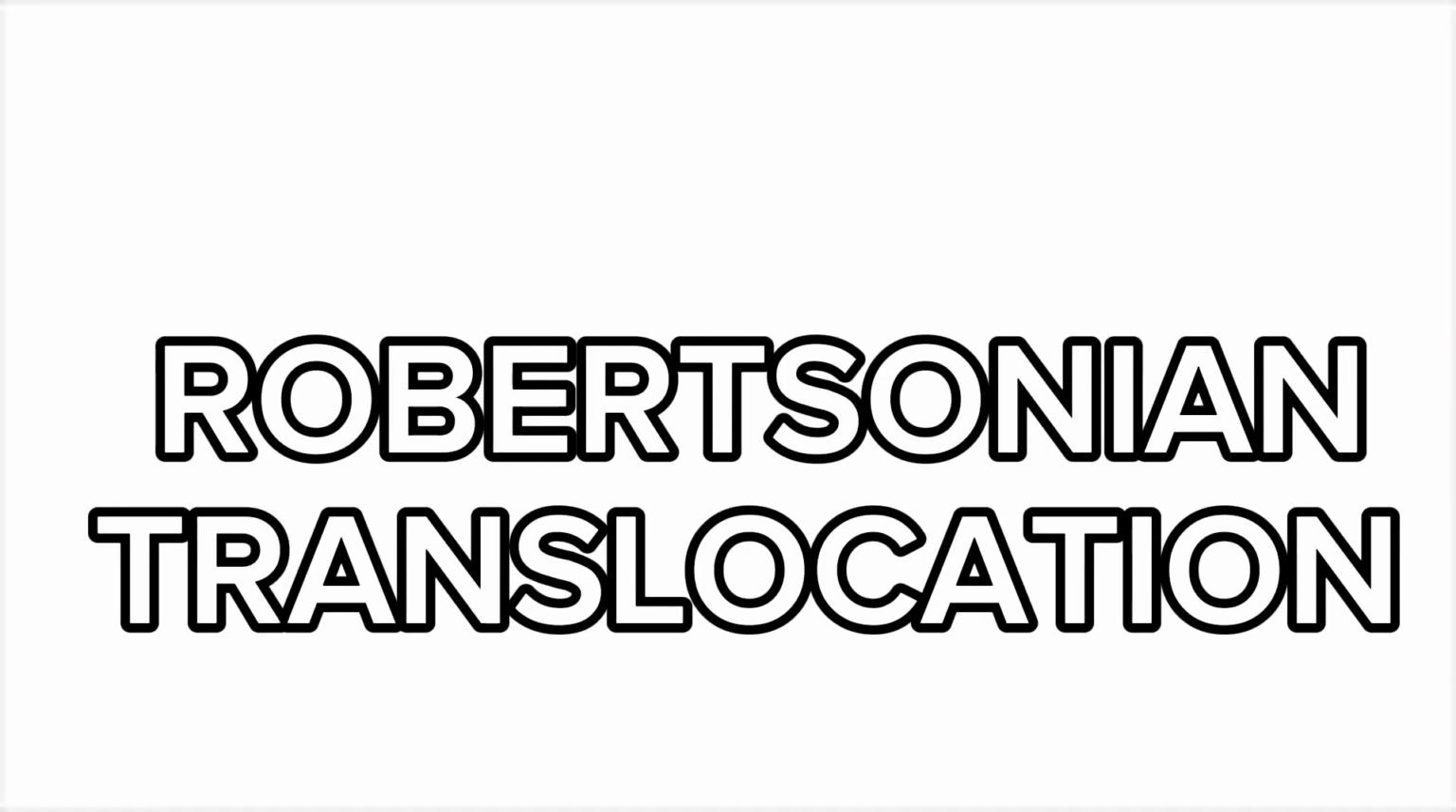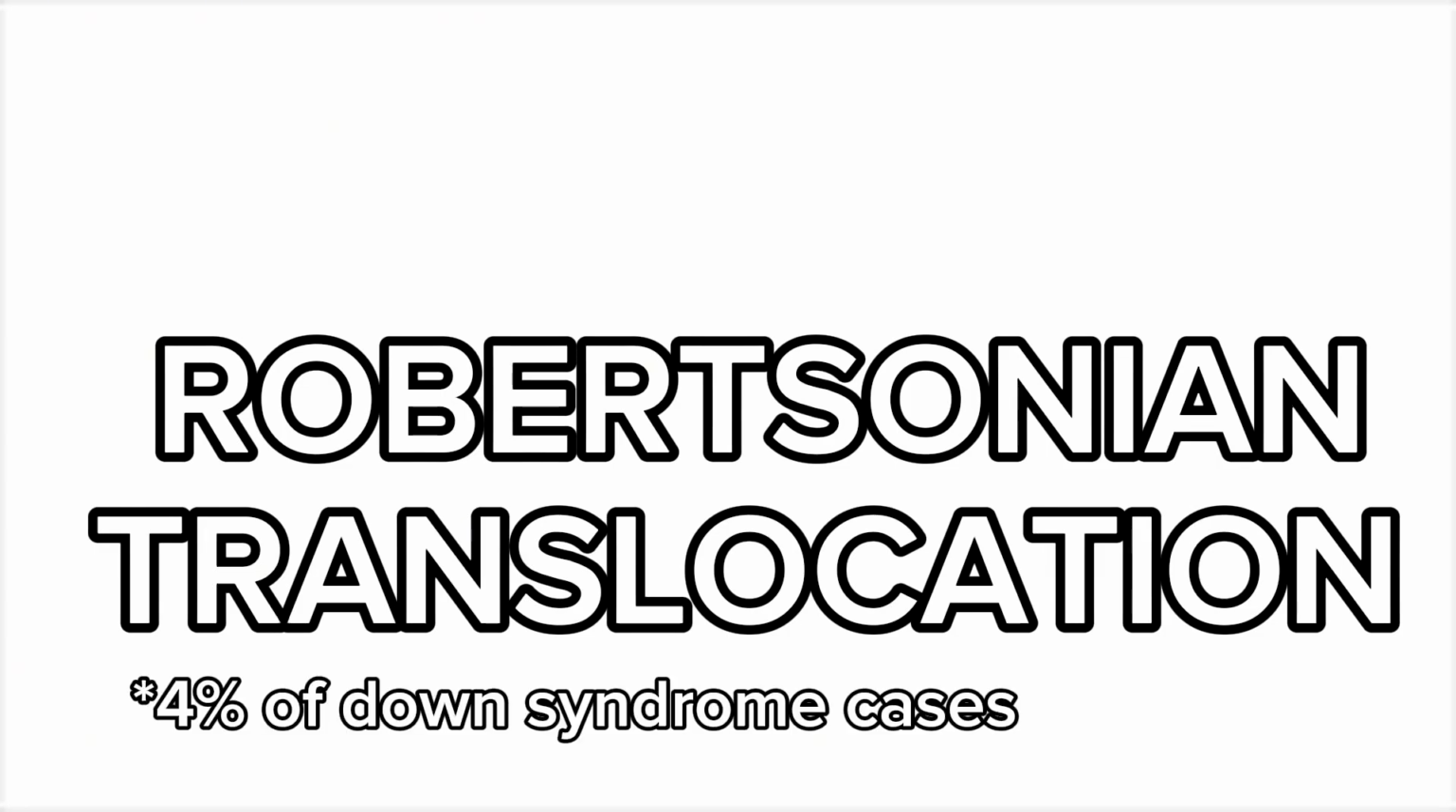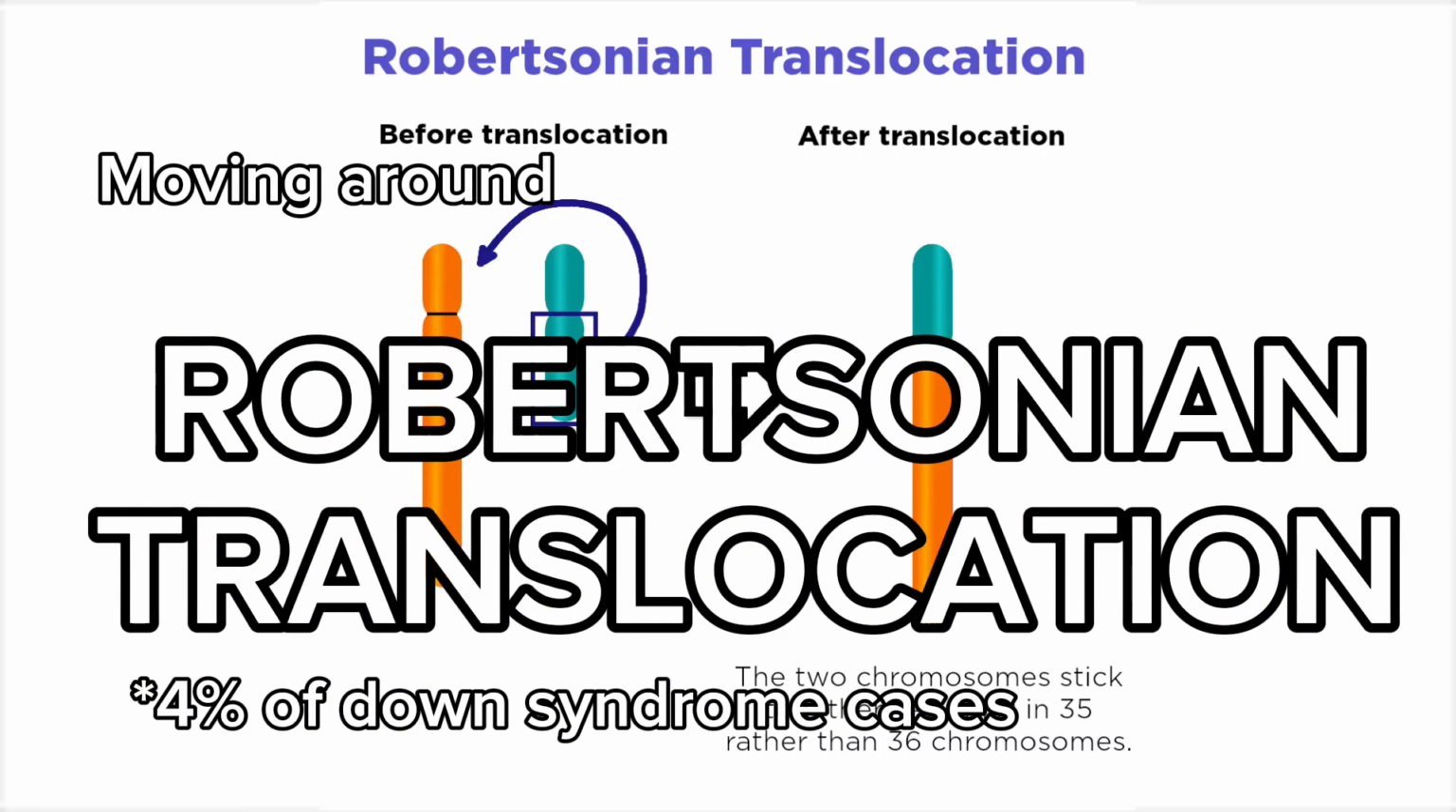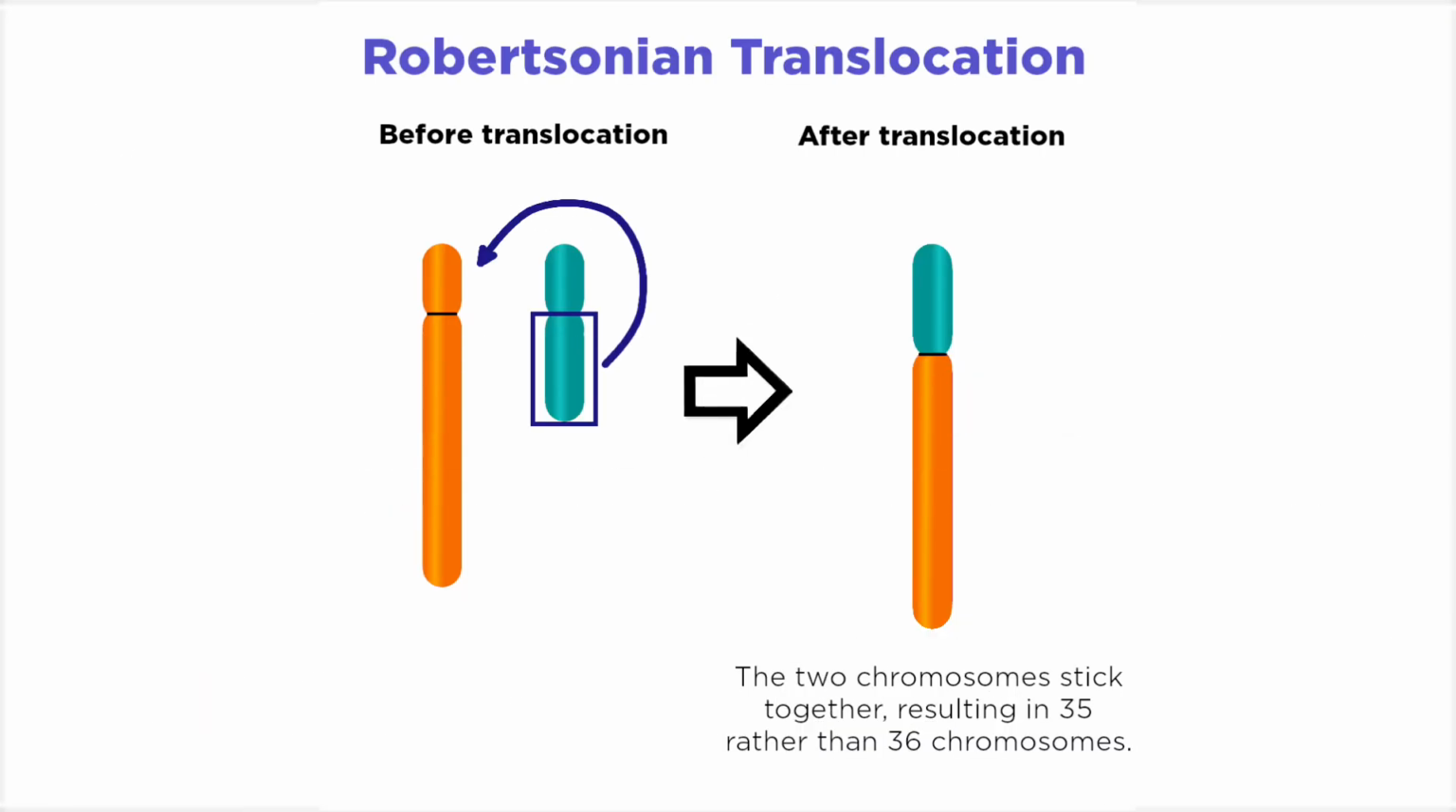The next cytogenic we're going to be talking about is Robertsonian translocation. Robertsonian translocation is 4% of Down syndrome cases, and the name basically just means moving around, which is exactly what it is. Robertsonian translocation is when a part from a chromosome switches places with a part from another chromosome. So like the long arm of chromosome 21 switches with the short arm of 14, giving us a hybrid of a chromosome with both long arms and one with both short arms.